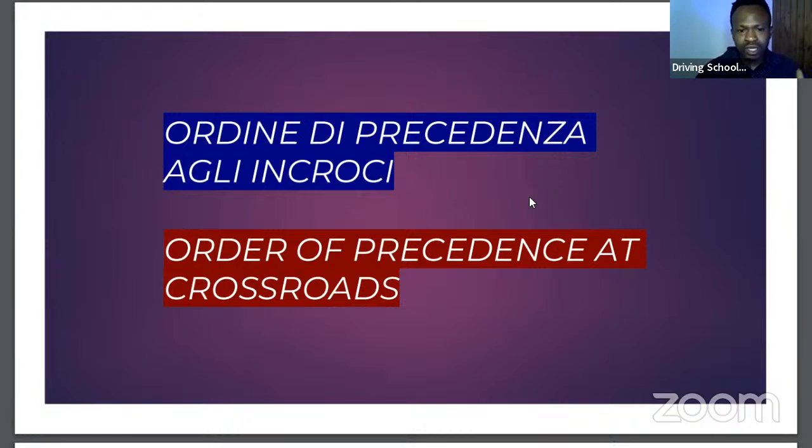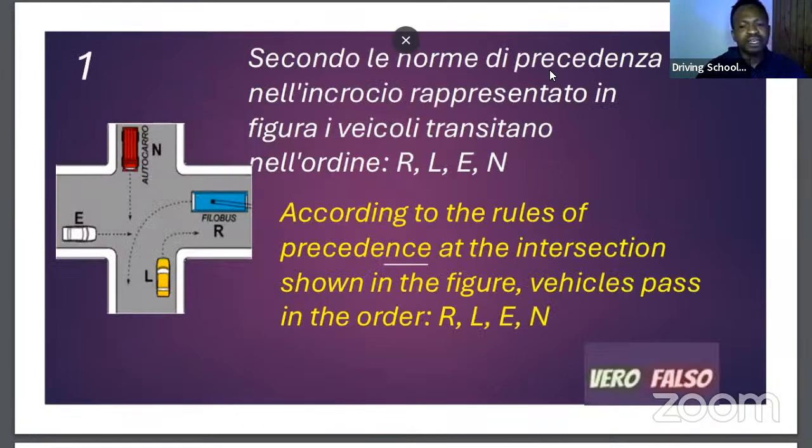This particular one is not going to be up to 30 questions, but we'll be looking particularly at this topic, Ordine di Precedenza agli Incroci, which is order of precedence at intersection or crossroad. Here we are going to see some twisted questions regarding this topic. As the question displays, I'm going to read it, then you leave your answer, then immediately I will do the explanation. This is our formal way of doing a quiz before we switch to that test.